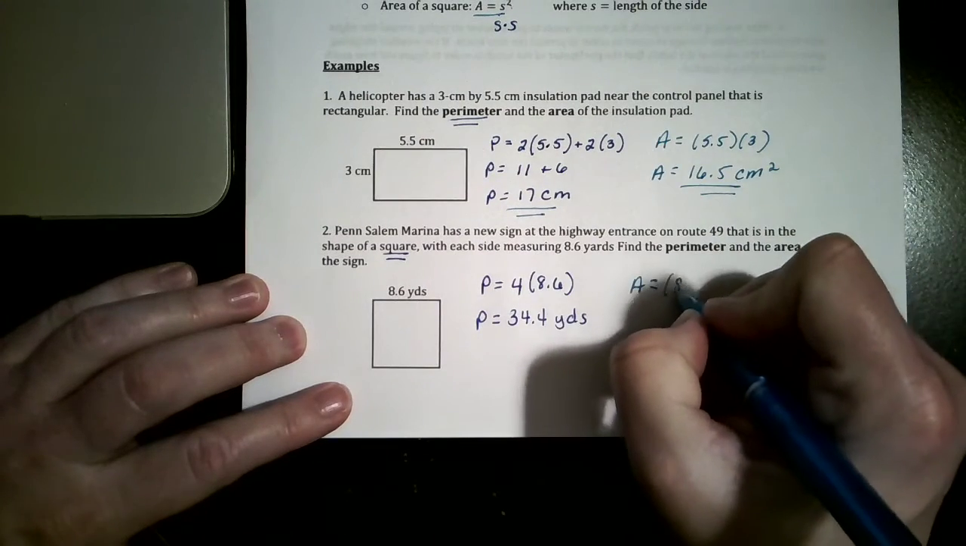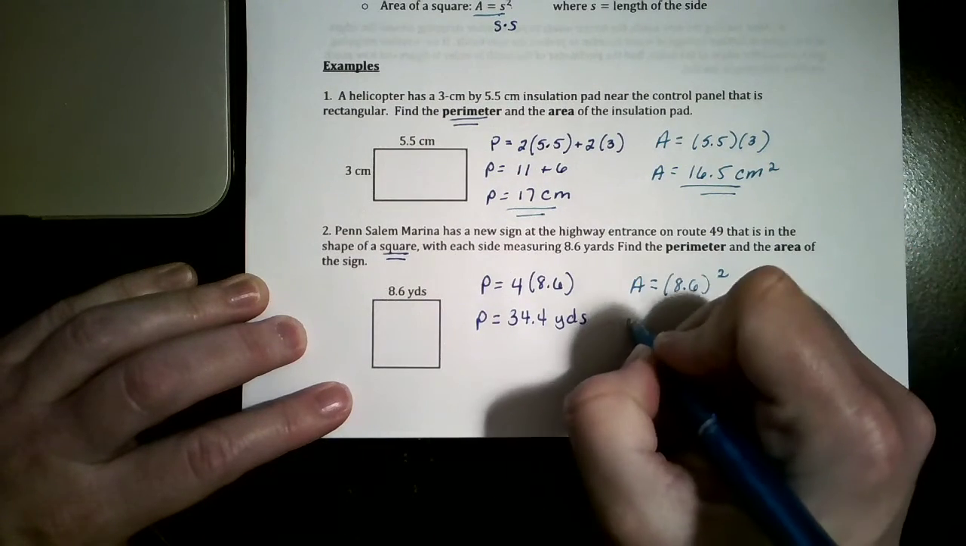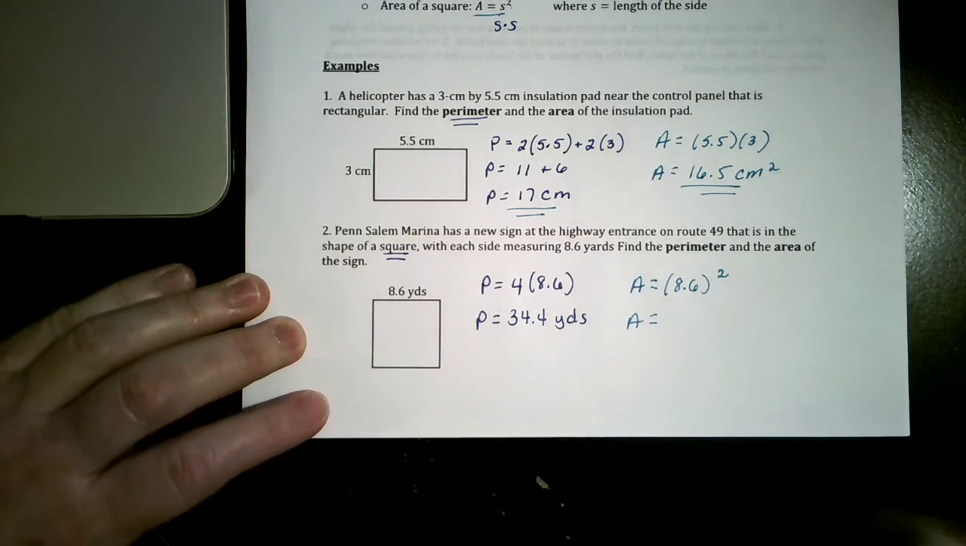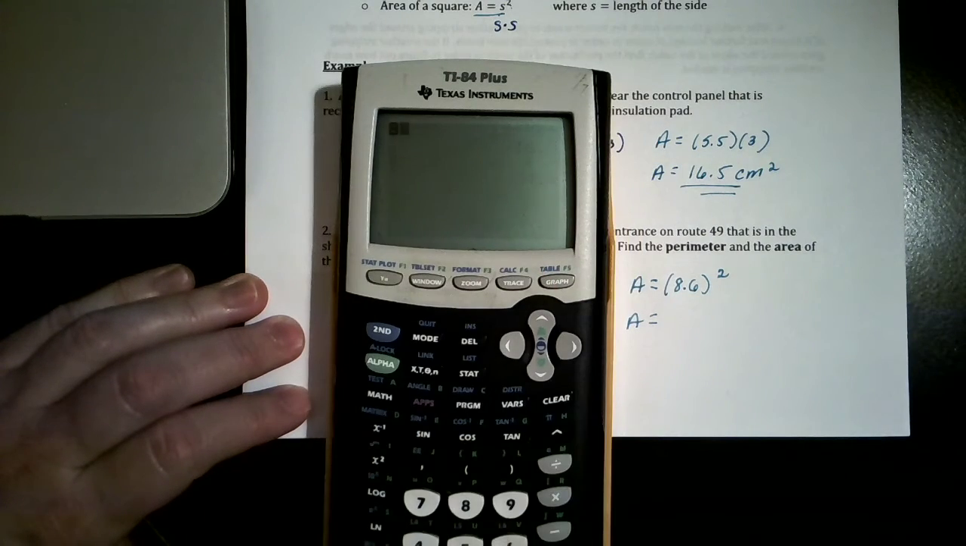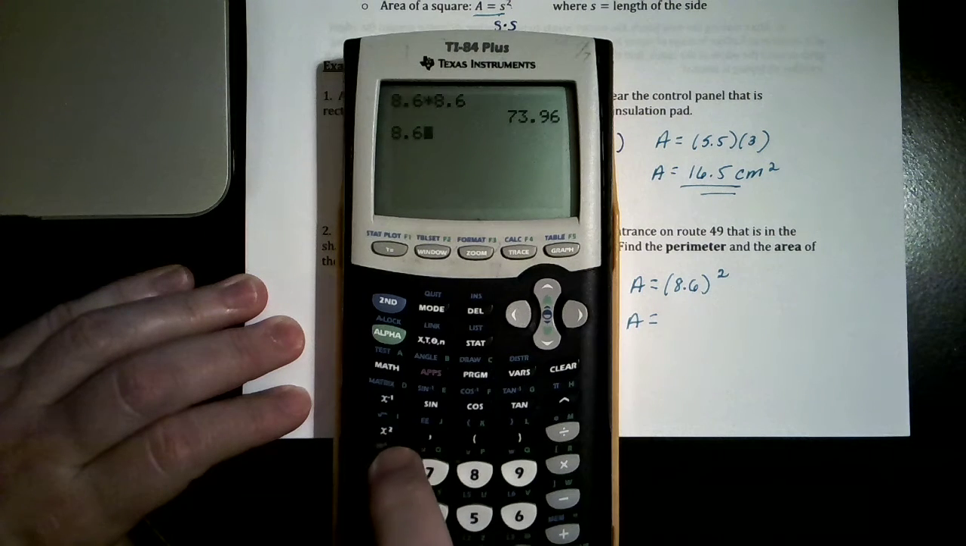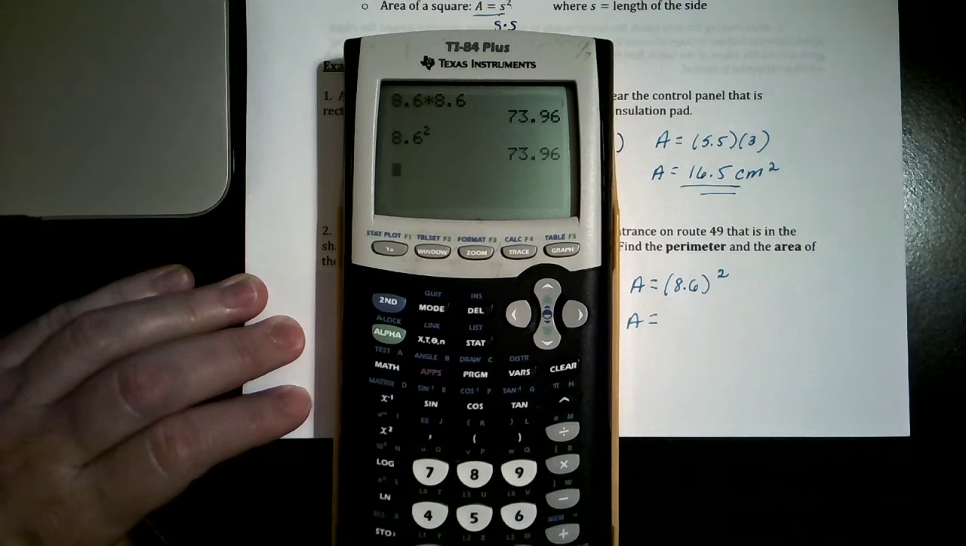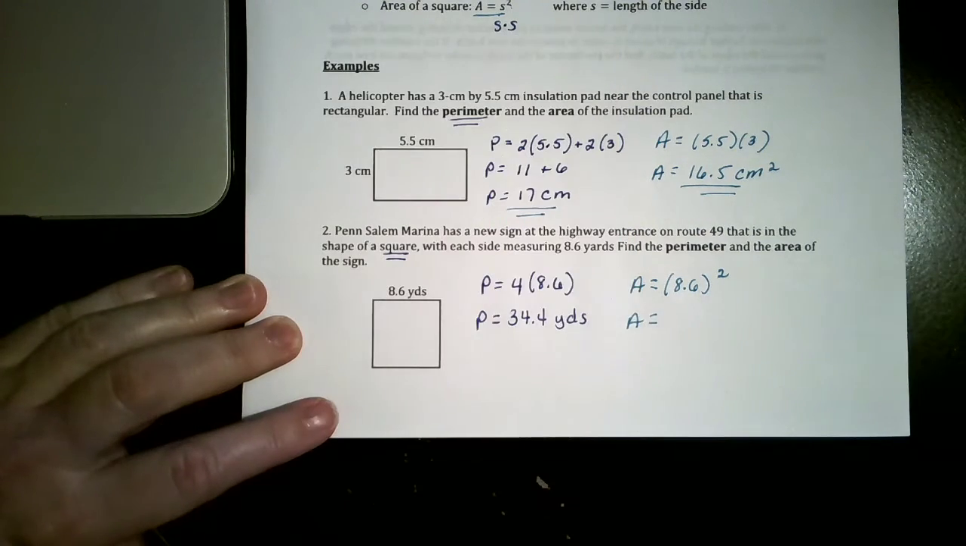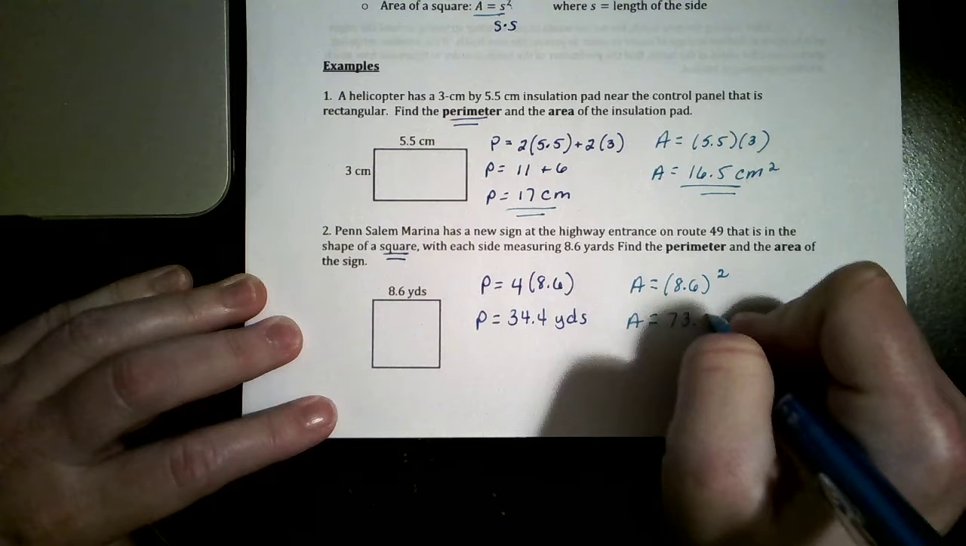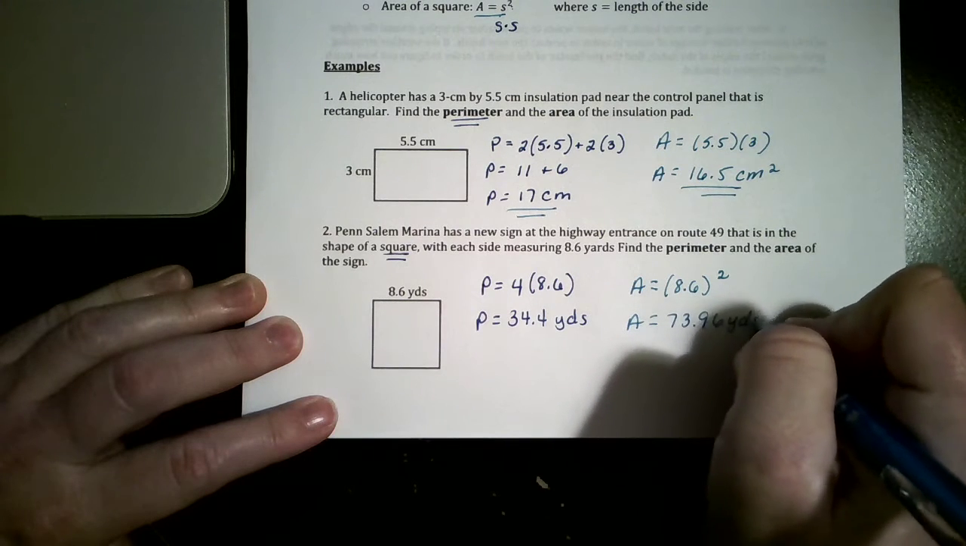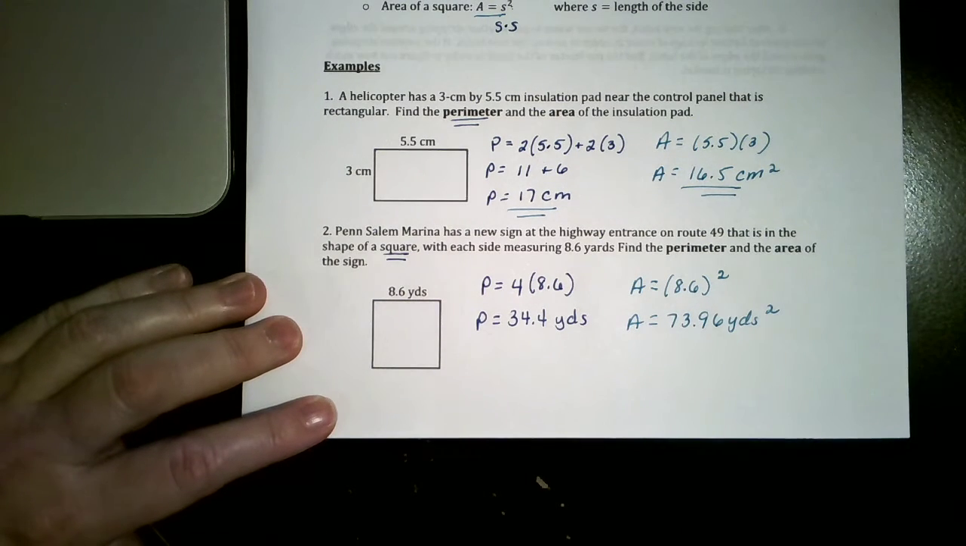So the side is 8.6 to the second power. You can do that one of 2 ways. You can do 8.6 times 8.6, or you can do 8.6 raised to the second power and use that x squared key. Either way, you get 73.96. So 73.96 yards squared. Okay?